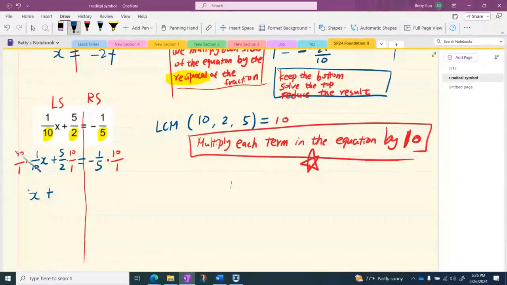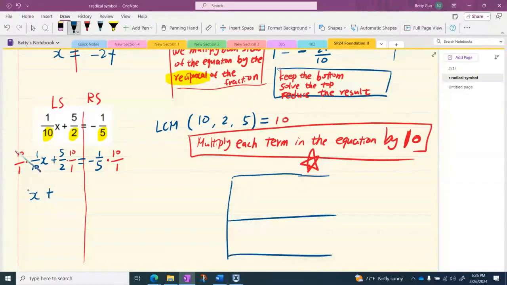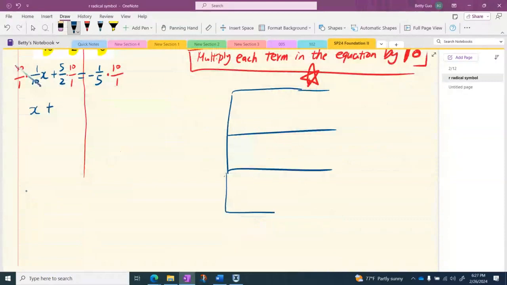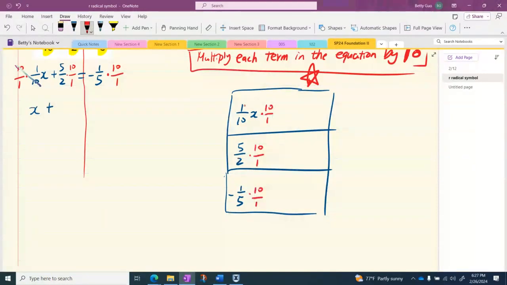To make it even more organized, we're going to do this. Make another box and separate the box into three sections. We have three terms, right? The first term is 1/10x on the left side. The second term is 5/2 on the left side. The third term is -1/5 on the right side. And we are multiplying them by 10. It's multiplied by 10, each one. You can do this. If that way is a little more challenging, you can always organize the work in your box.